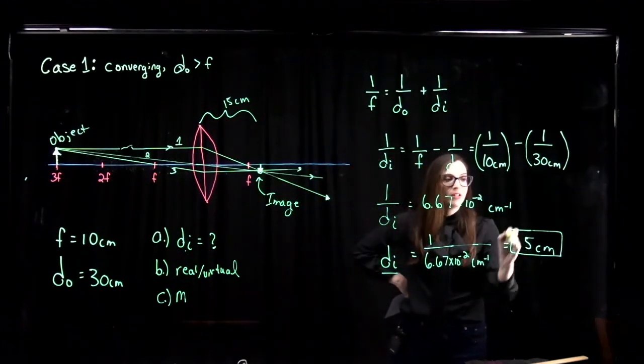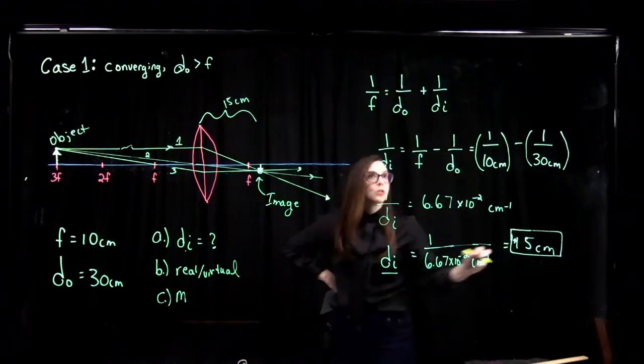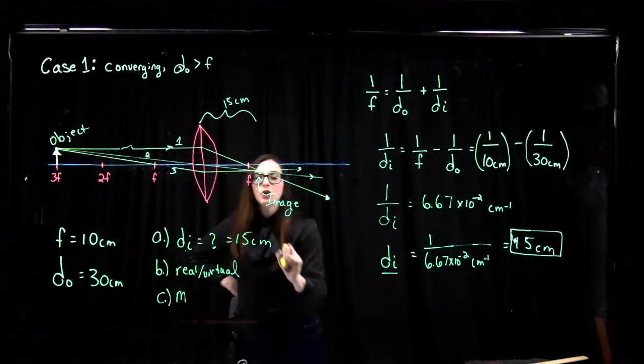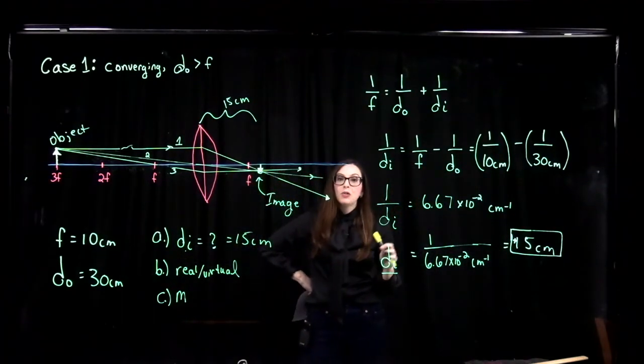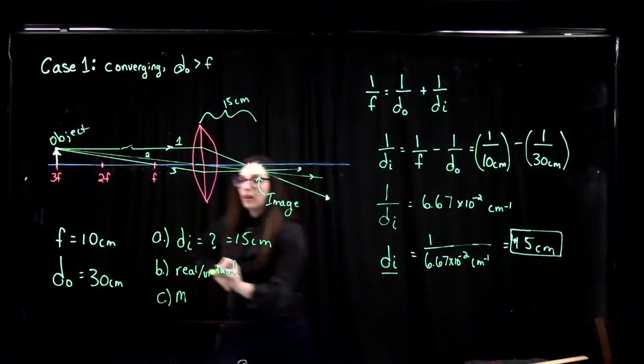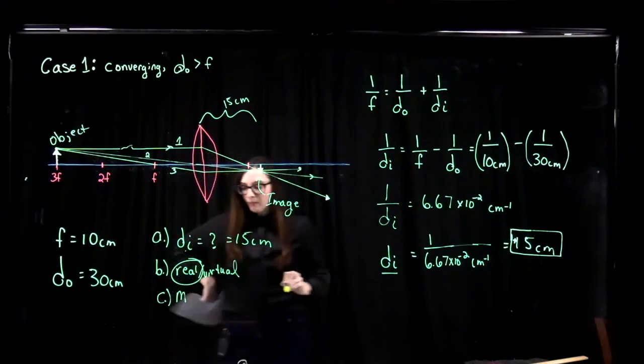So we can verify ourselves in a couple of different ways here. So we have A, 15 centimeters. Is it real or virtual? Well, for a lens, if your image is on the opposite side of the lens from your object, then you have a real image. So we're real.